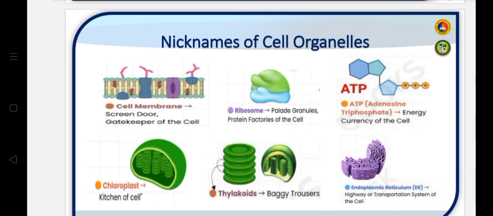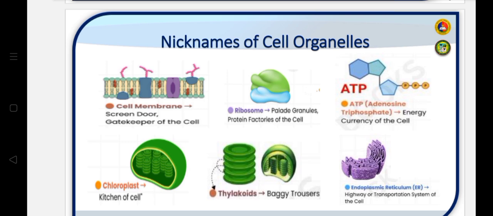Then here are more fun nicknames of organelles. We have the cell membrane. The nickname is screen door or gatekeeper of the cell. The cell membrane is like the screen door. It lets some things in and keeps the others out. That's why it's called the gatekeeper.